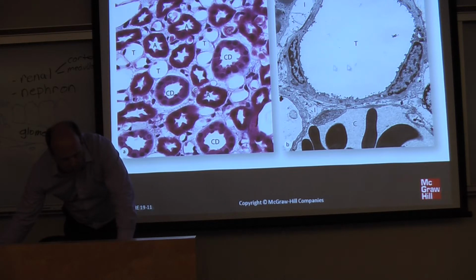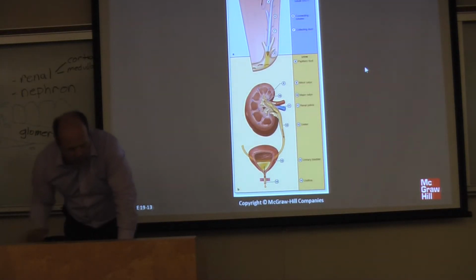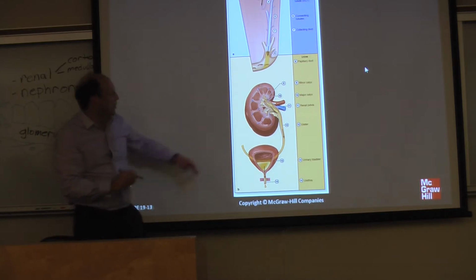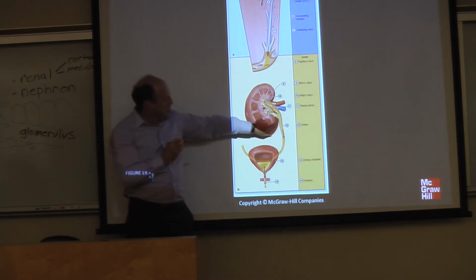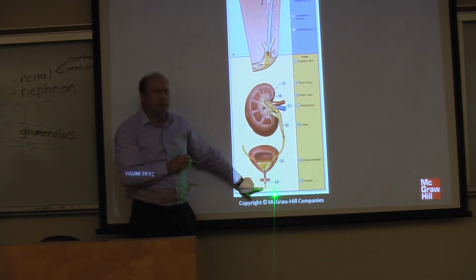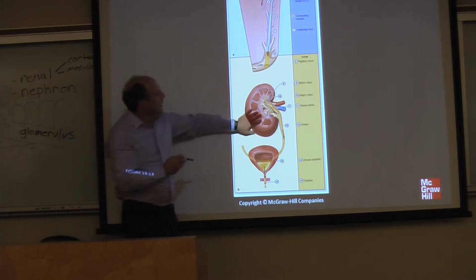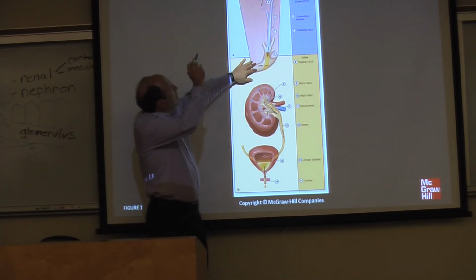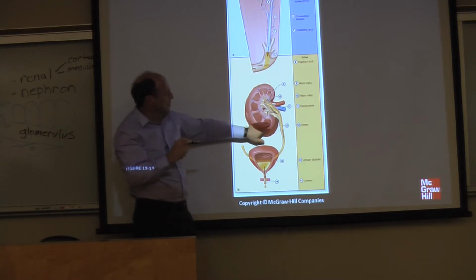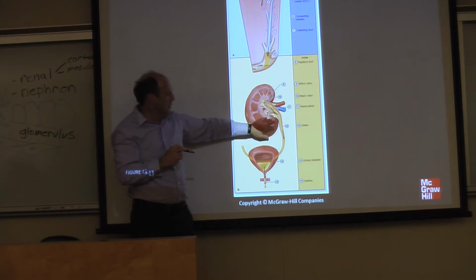Okay, so how does all of this work together? Pretty simple system: kidney, ureter, urinary bladder, urethra. And then this was the complex system that we talked about, the nephron. And there's a million of those decorated around, mostly in the cortex, but also in the medulla.